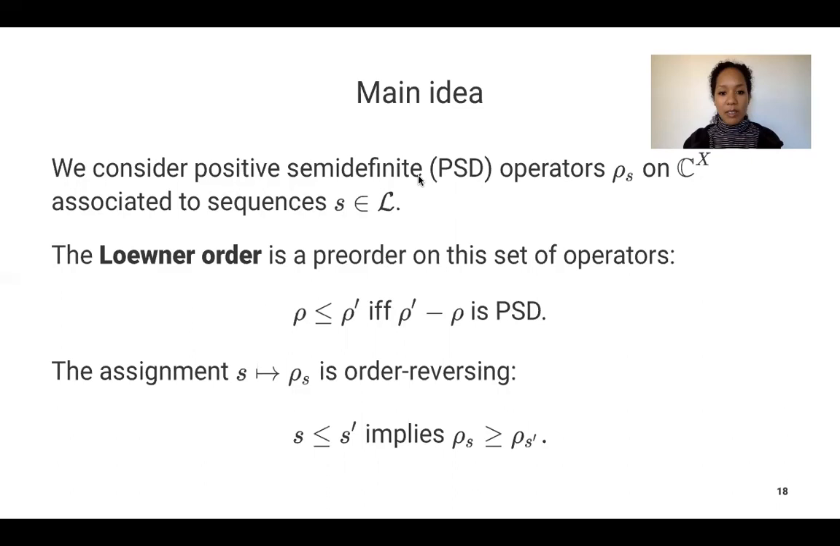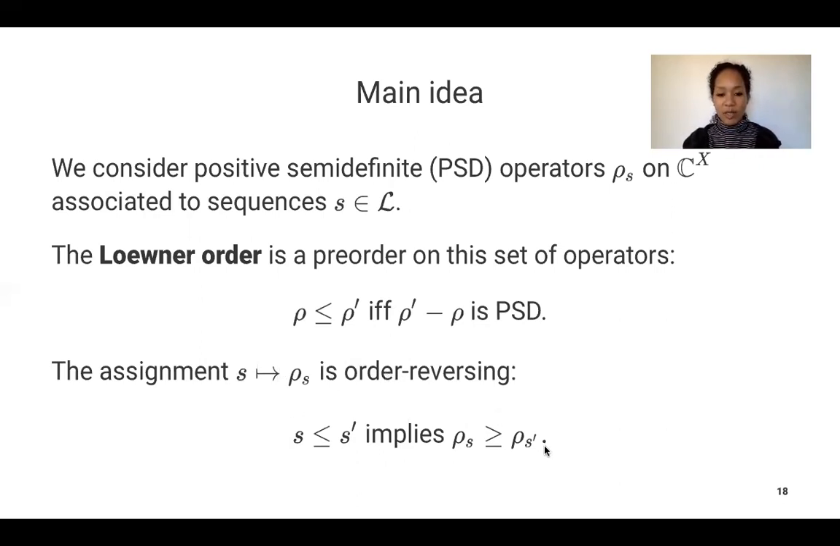compare positive semi-definite operators on a given Hilbert space, and it's called the Löwner order. So one says that a positive semi-definite operator rho is less than or equal to rho prime if and only if their difference is again a positive semi-definite operator. And the nice thing is that the assignment that I'll describe for you, that takes a sequence and produces a positive semi-definite operator, is actually compatible with the orderings on sequences and on operators. And it's actually compatible in this order-reversing way.